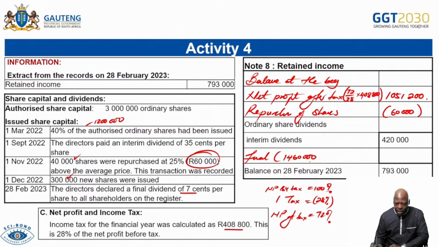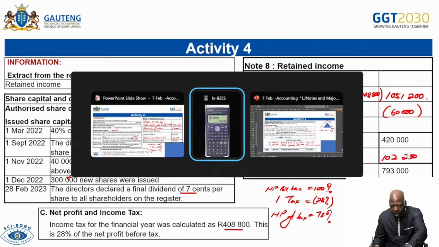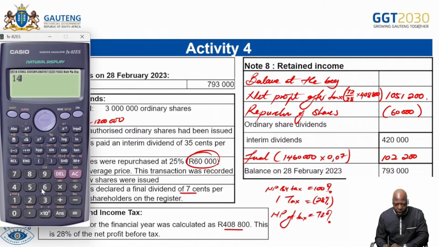So to give us 1,460,000. Then that 1,460,000, what did they say? The dividend is 7 cents per share, times 7 cents. We close that bracket. And that would give us an amount that is, remember, that's your final dividend. Someone is saying, Mr. Simbi, please, let's do it together. Don't worry. 1,460,000, and then we multiply that by 0.07. That's going to give you 102,200.